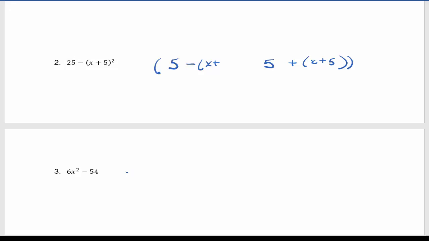minus 54. Now remember in the previous videos we've talked about pulling out a greatest common factor before you get started. Can you take 6 out of 54? You need to ask yourself that question. What is 54 divided by 6? That would give you 9. Now look on the inside here. Can I take the square root of x squared? Yes. Is it connected with a minus? Yes. Can I take the square root of 9? Yes. So you have x plus 3 and x minus 3.